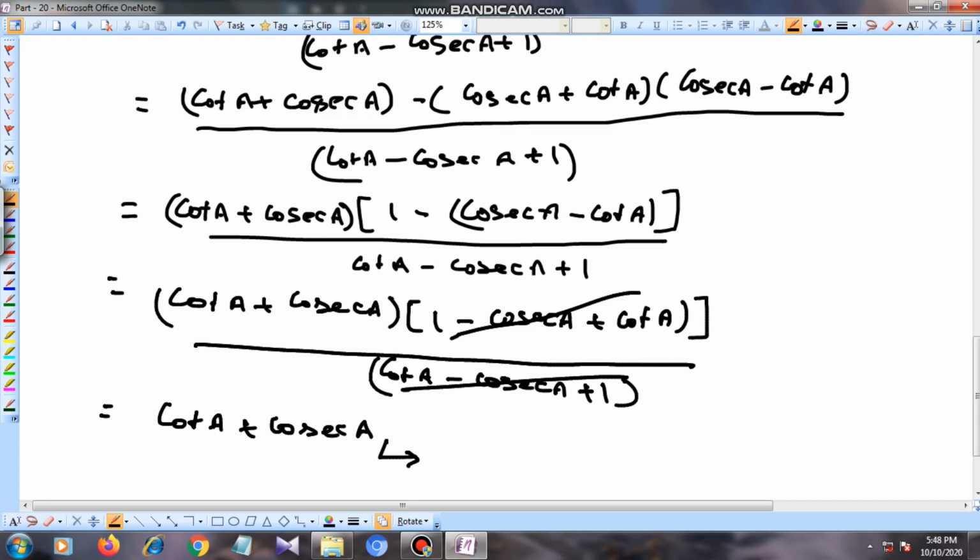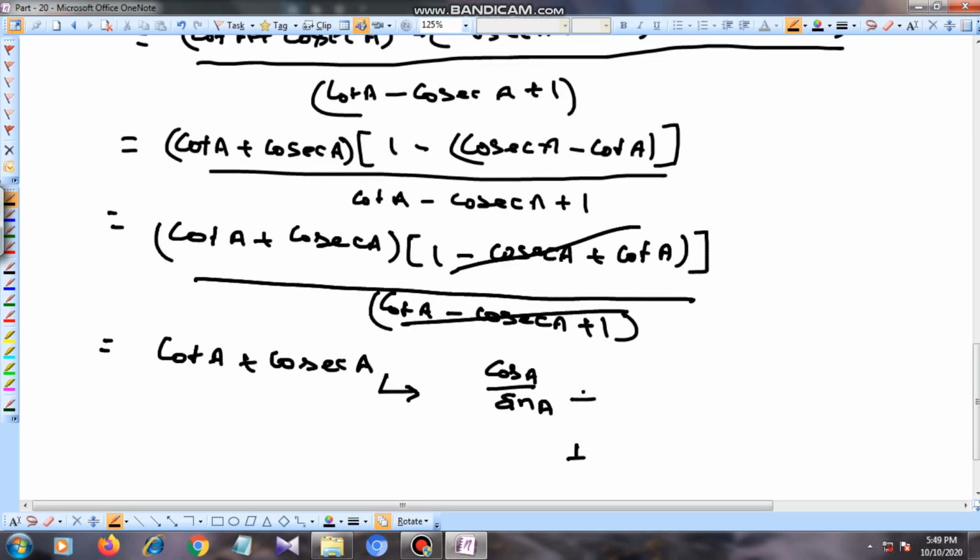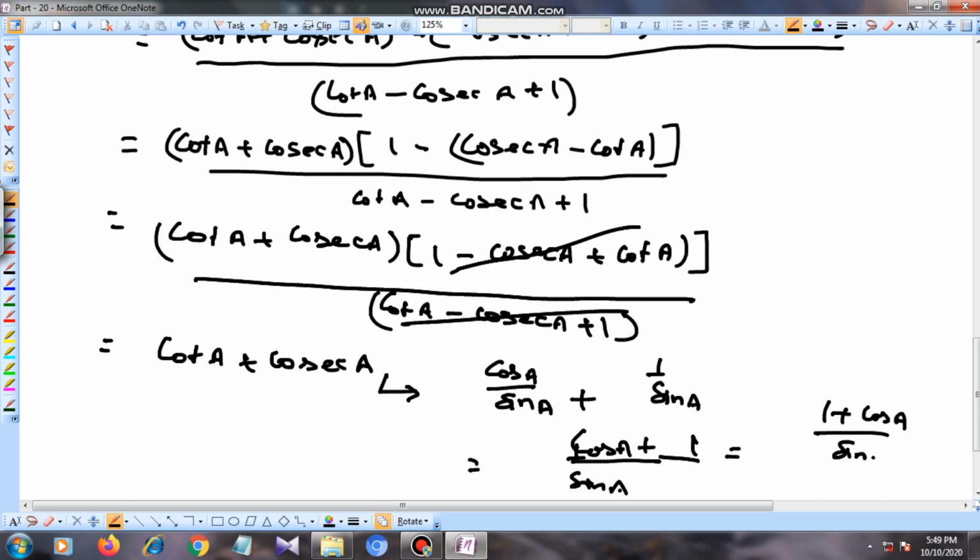functions into sine and cos functions. So cot A, you know, is the ratio of cos A upon sine A, and cosec A is the ratio of 1 upon sine A. So taking LCM sine A, this is cos A plus 1. So it can also be written as 1 plus cos A upon sine A. So LHS equals RHS, hence proved.